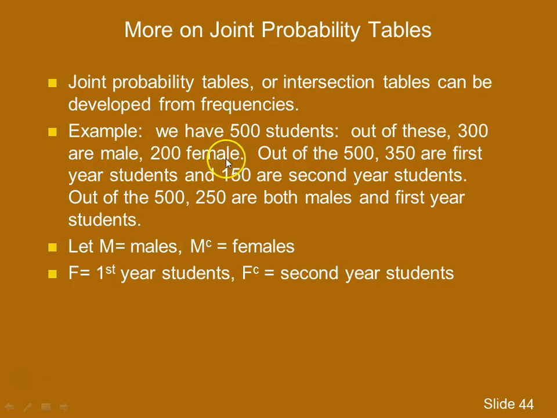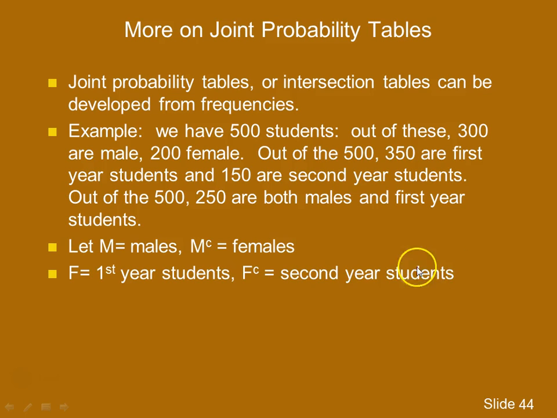As an example, suppose we have 500 students. 300 of them are male, 200 are female. Also, out of the 500 students, 350 are first-year students and 150 are second-year students. Finally, out of the 500, 250 are both males and first-year students.